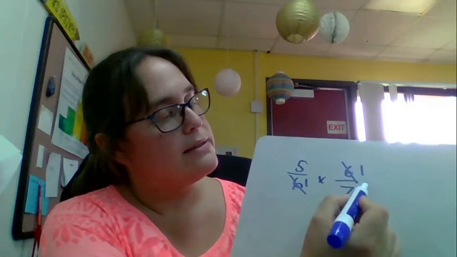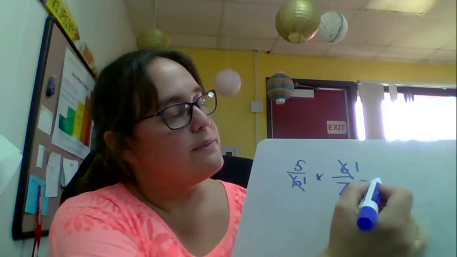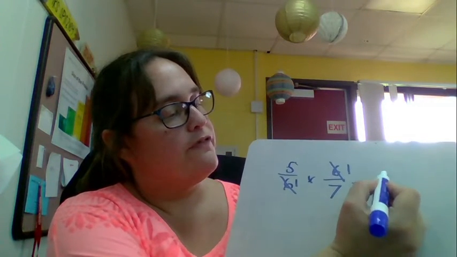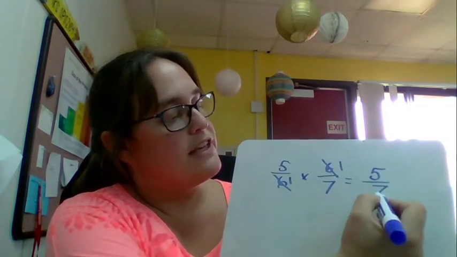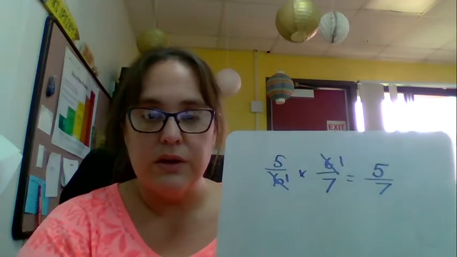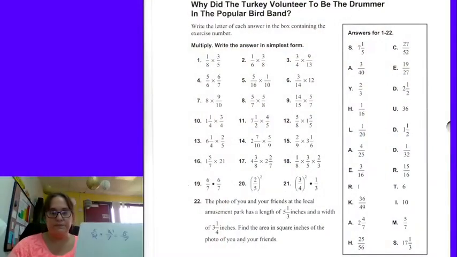So 6 divided by 6 is 1. These are 1s. It's not that the numbers are the same, 1 is the game. So 5 times 1 is 5. 7 times 1 is 7. There's your answer. Pause this, go look for your answer, and record.